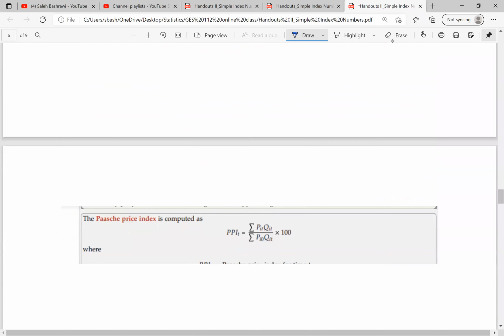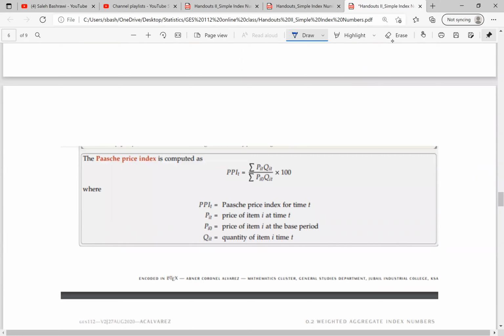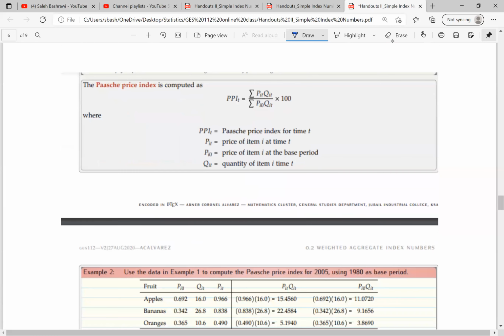The second one we have is called the Paasche price index. It is computed by the same principle, but this time we are using the quantity at the given time, not at the base time. It is sigma P_it multiplied by Q_it divided by P_i0 multiplied by Q_it multiplied by 100. So we are using the quantities at the given time.